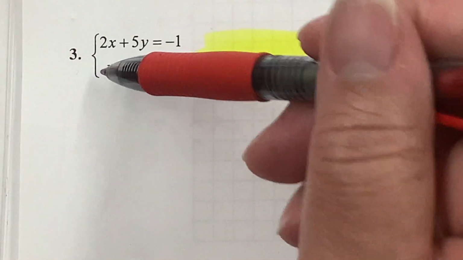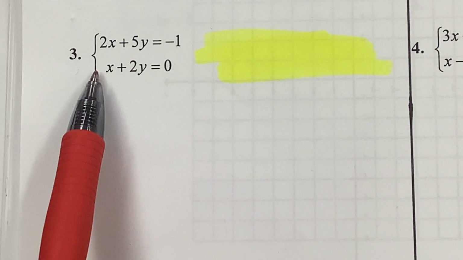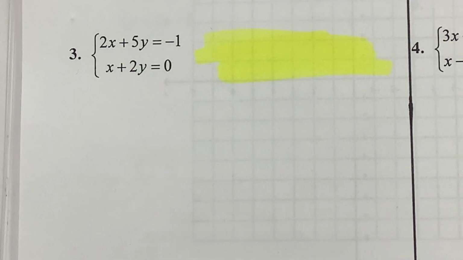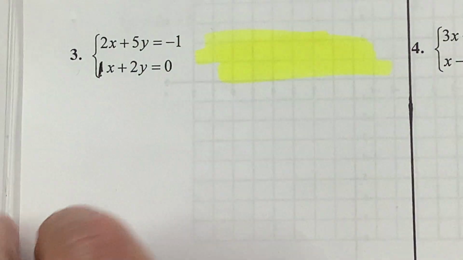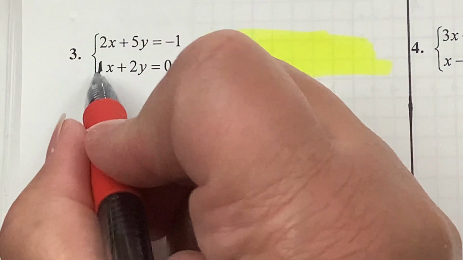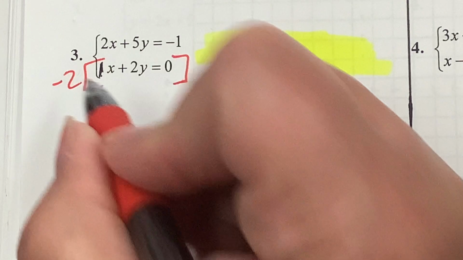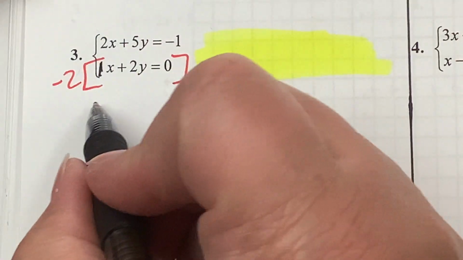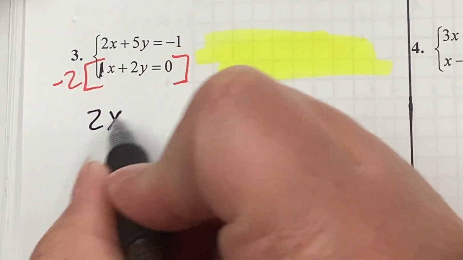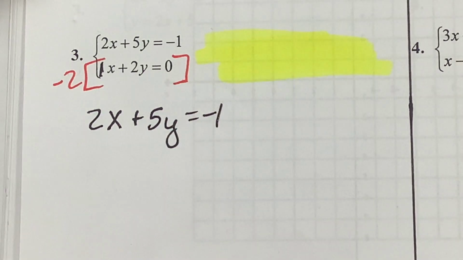How about this? I have a 2 here and I have nothing there. Well, if I made that -2, see, there's an invisible 1 here. And if I multiply this whole expression by -2, then I can subtract and the x will disappear. So let's take that top one and rewrite it. x plus 5y equals -1.